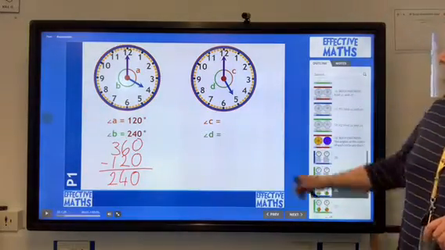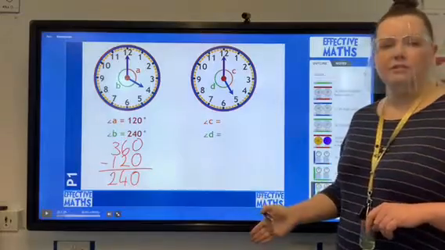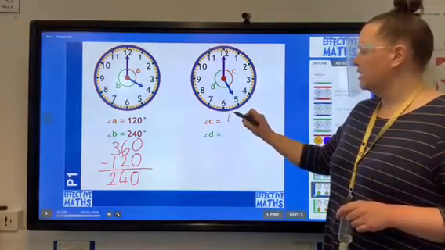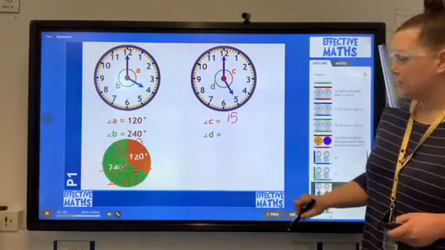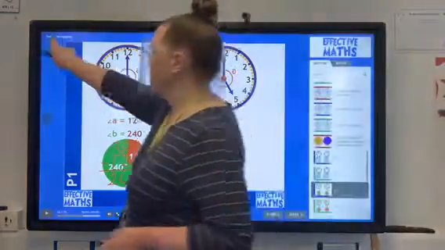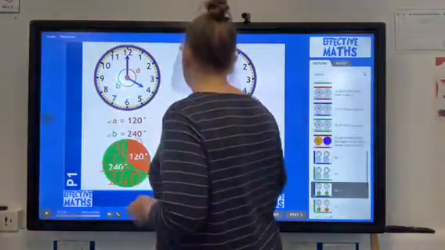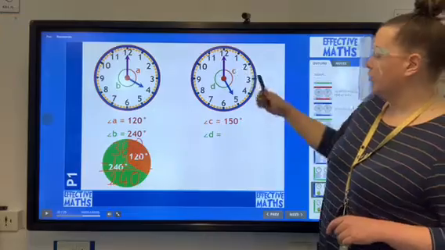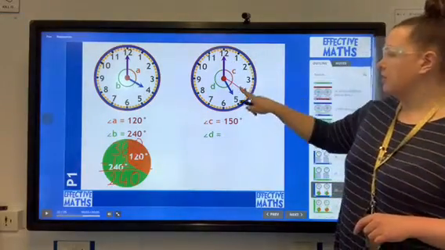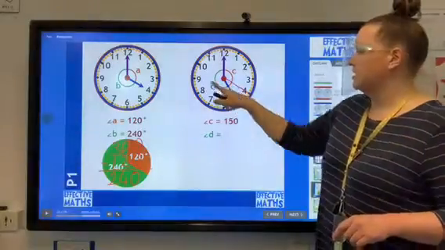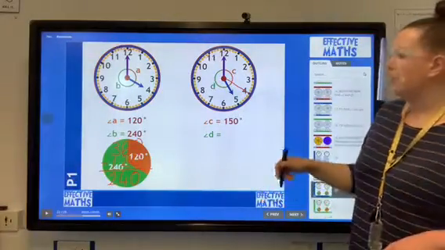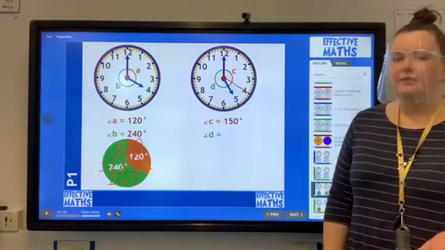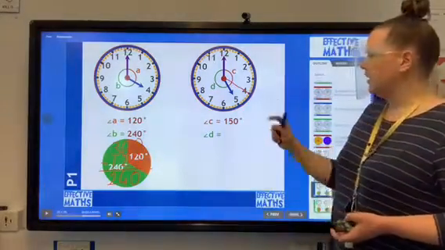C would be, how many 30 degrees are there going to be? It can't be 120 because that's 120. 150. Why is it 150? Because 30 more. Or 5 times 30. As somebody said, it's 30 degrees more because it's gone one more number. So we know that this is 120, so this is 30. 120 add 30 is 150. Or we've got 1, 2, 3, 4, 5. 5 times 30 is 150. Okay? So C is 150.